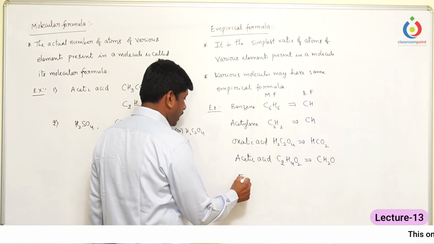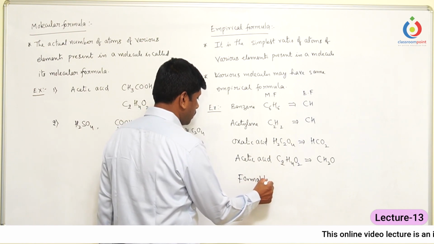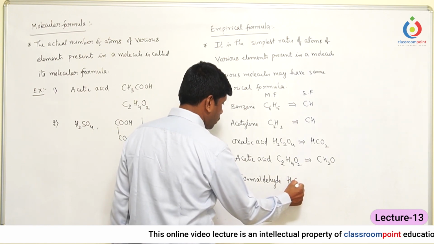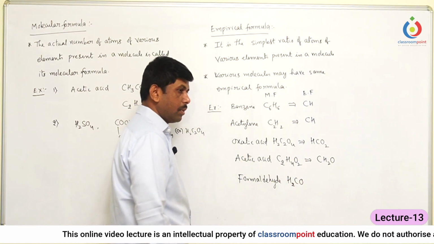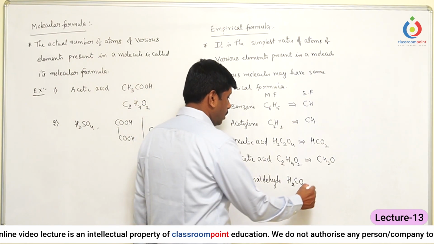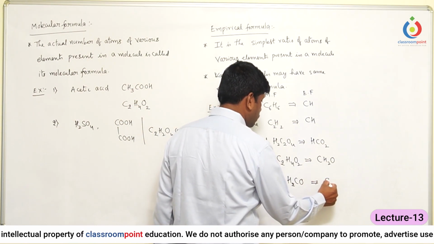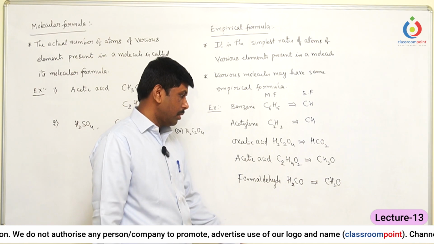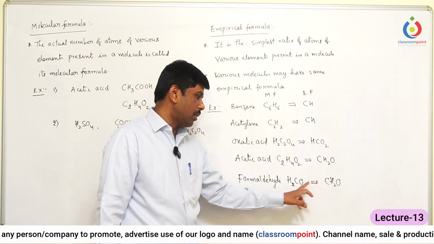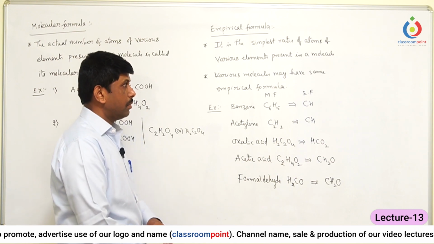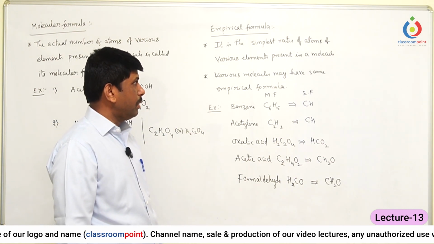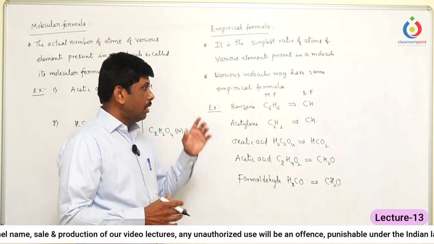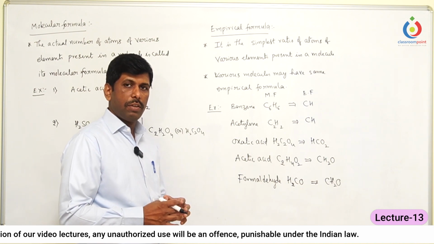And if you write down formaldehyde, its molecular formula is H2CO, or else we can write CH2O, and it is already in the form of the simplest ratio, so we cannot simplify further. So for formaldehyde, both molecular formula and empirical formula are the same. So empirical formula does not represent the actual number of atoms present in the molecule. It only represents the simplest ratio of the atoms present in the given molecule.